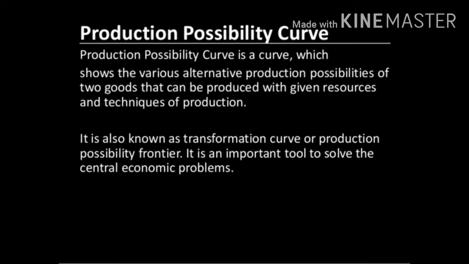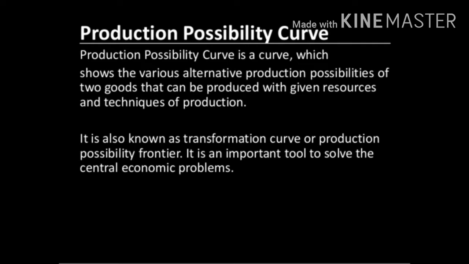In the previous session, we learned that human wants are unlimited but resources are limited. So every economy faces the central problem, so it has to find a solution to solve this problem. Production possibility curve provides a medium to address the problem of what to produce. Actually, there are three central problems in an economy: what to produce, how to produce, and for whom to produce. So this production possibility curve helps to solve the problem of what to produce.